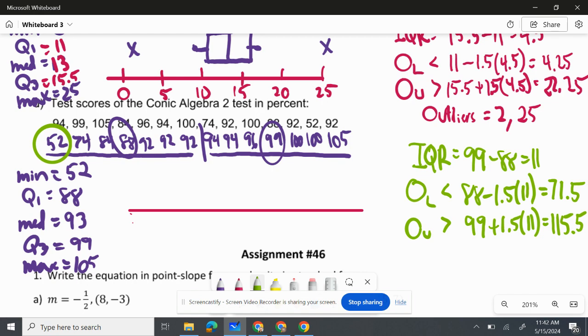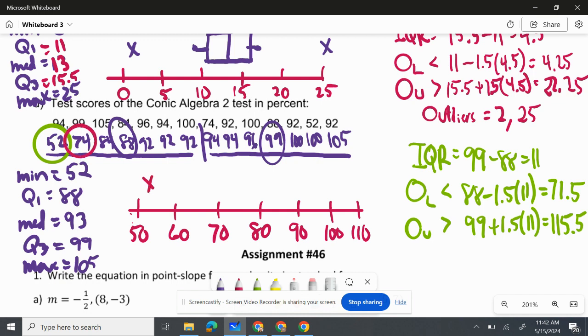So I'm going to go by tens. So 50, 60, 70, 80, 90, 100, and 110. So I'm going to put an X at 52. My next lowest value is 74. So I'm going to put a dot at 74. Then a line at 88, 93, and 99. And then we have our maximum value at 105.